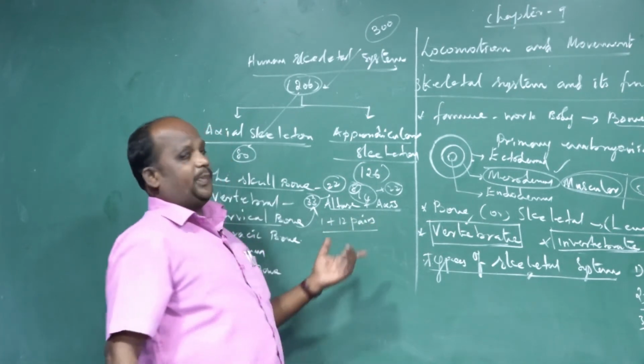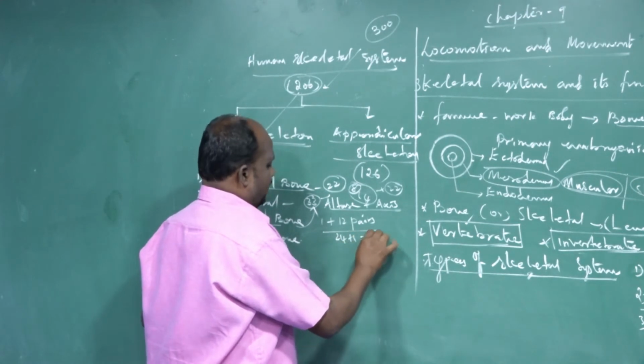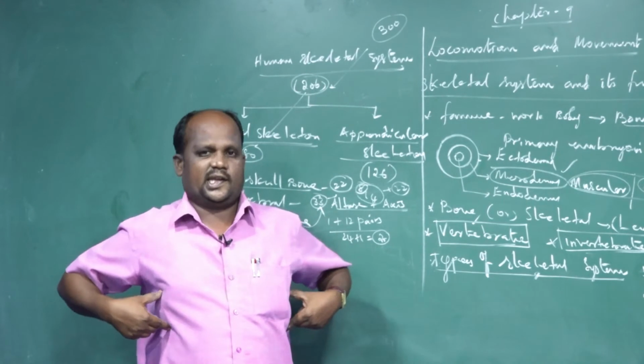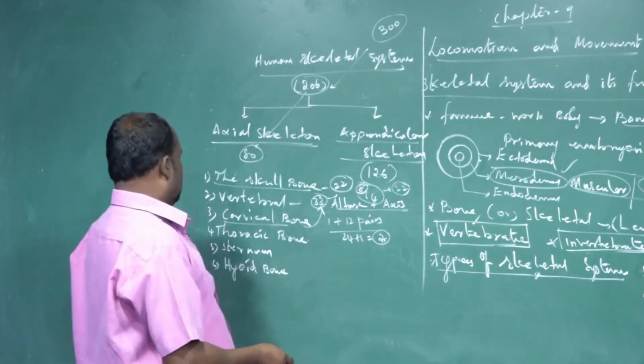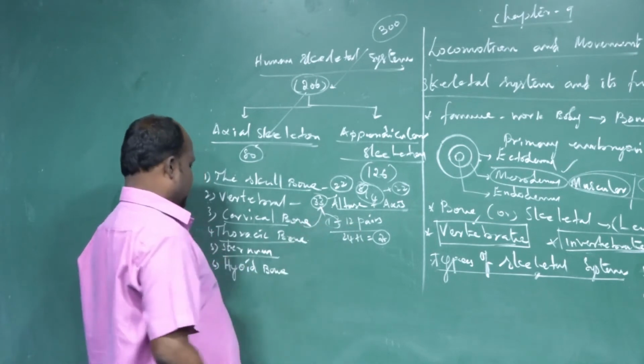How much? 12 pairs of bones. I mean 24 plus 1 equals 25. 25 bones are constructed in the thoracic cavity. The next one is the sternum. I told you, the sternum is one bone. It is a pliant structure.